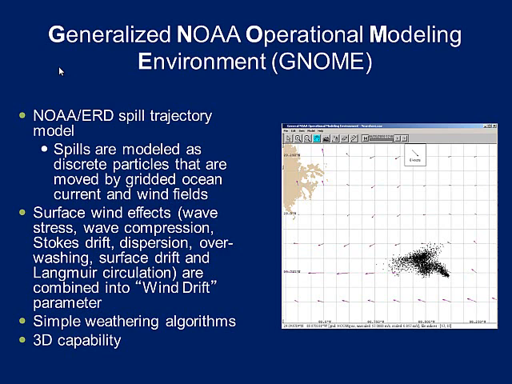Within GNOME itself, we have some very simple weathering algorithms. We don't get into all the complex math. We use ADIOS for that. But it will at least make gasoline go away in a matter of a day or less, and heavy fuel oil will stick around. So you can just scale what's going on for weathering. And it does actually have a 3D capability. We haven't used that a whole lot, and we're working on extending its capabilities. But if you have a deep subsurface spill like we did in Deepwater Horizon, or you want to model some other chemical that doesn't float, we do have a 3D capability.